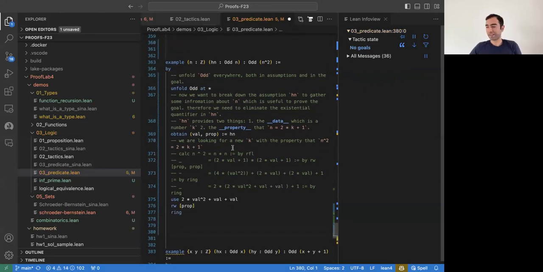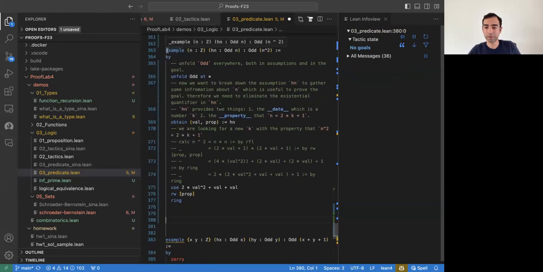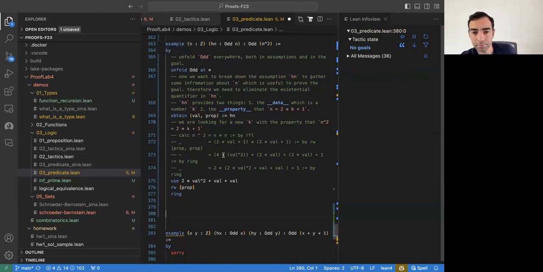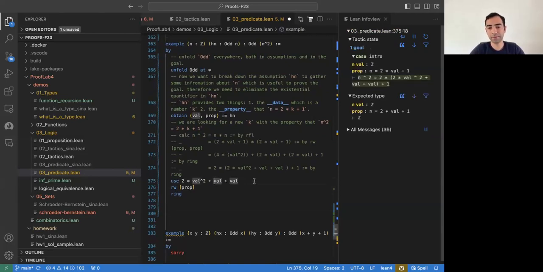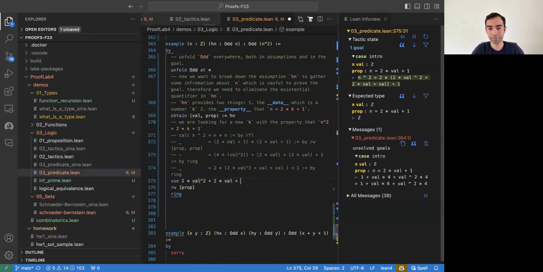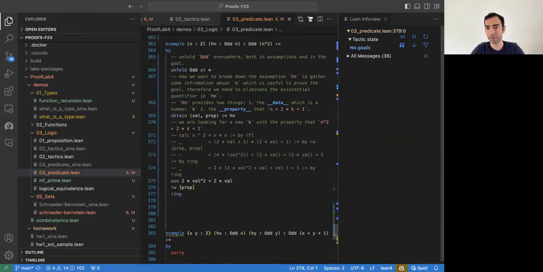Sorry that it took so long, but anything in this proof that we want to elaborate on? Okay. I mean, here it's val plus val. You can also write it as 2 times val. It's your choice. And then use the same ring. It should work.